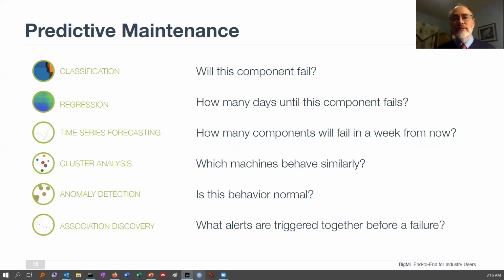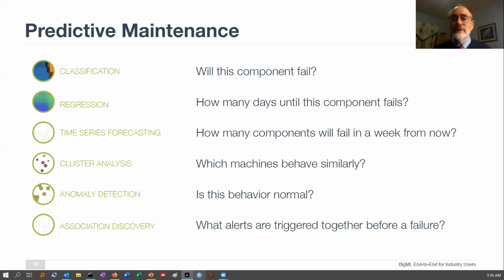So let's consider a predictive maintenance application. We could formulate that as a classification problem, given, say, an automobile or a laser printer or something: will this component fail? We could think of it as a regression problem: how many days until this component fails? We could formulate that as something known as survival analysis. We could think of it as a time series problem: how many components will fail a week from now?